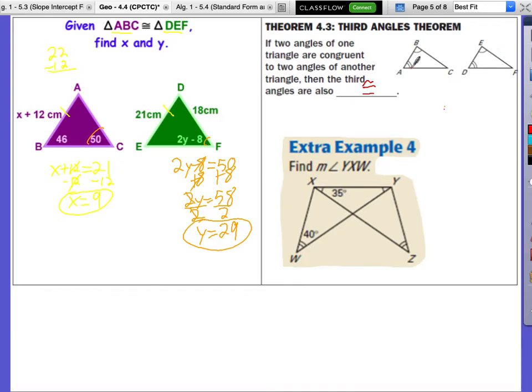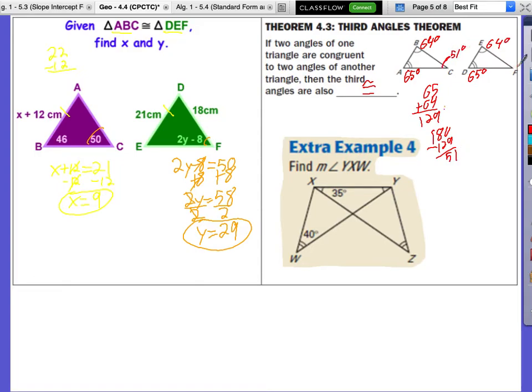Someone give me a random measure for angle A. 65, okay? So if angle A is 65 degrees, what other angle is 65 degrees? D. Somebody give me a measure for angle B. 64, okay. So what other angle is 64? E. Okay? So how can we find out measure angle C? You add them, equals 180. Add these two, subtract from 180. 65 plus 64 is 129. 180 minus 129 is 51. So this angle is 51 degrees.